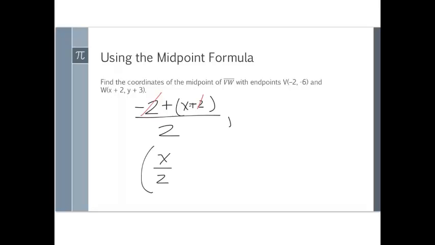Our average y value is -6 plus y plus 3, divided by 2. And simplifying, we get (-3 + y) over 2. And that's our midpoint. So sometimes, our midpoint is just going to be expressed in terms of x and y.